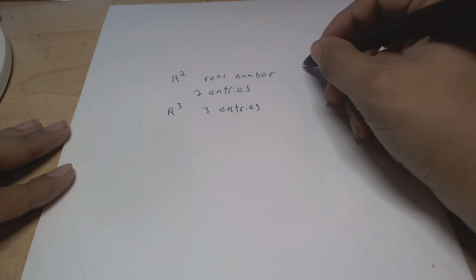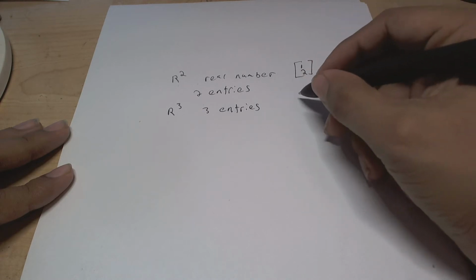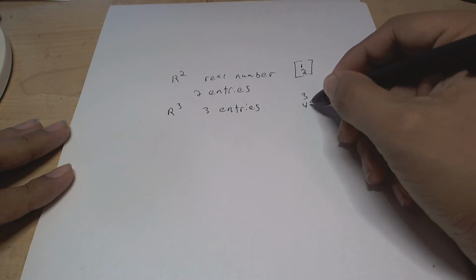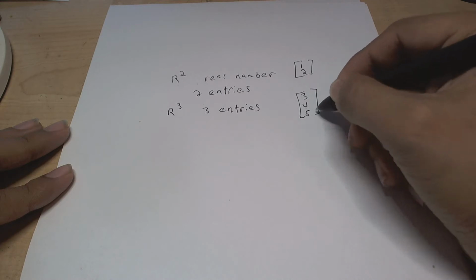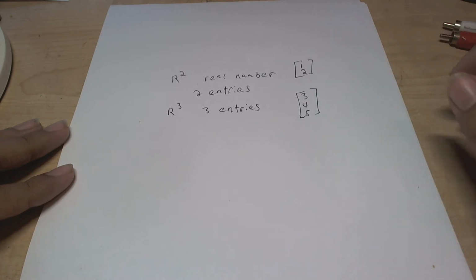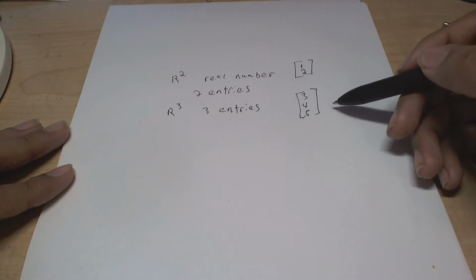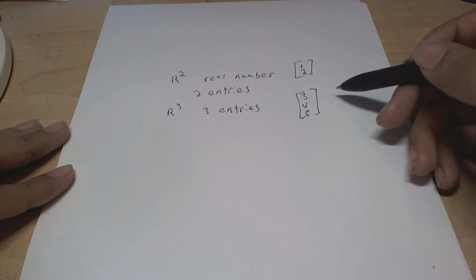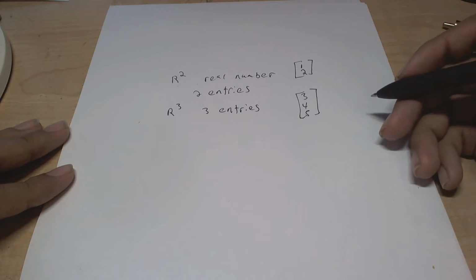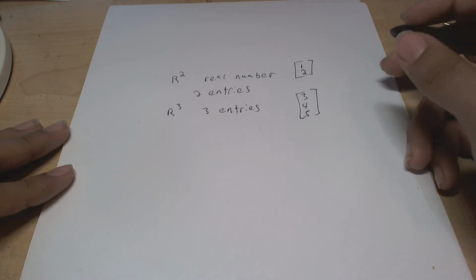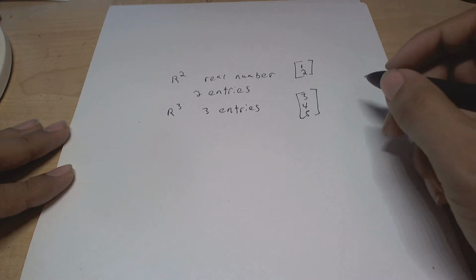So R2 looks like this, a vector as such, 1, 2. And R3 looks like this, with 3 entries. That's all we mean by entry, or R2 and R3. Now, a vector is pretty much just a matrix made up of only one column. And I'm going to copy the book and refer to a vector as just a list of numbers until about chapter 4. Now I'll quickly cover vector addition and multiplication of a vector by a real number.